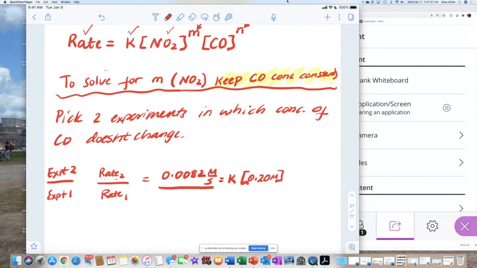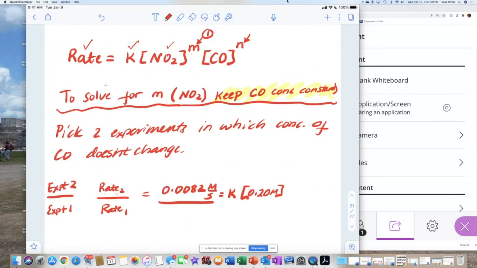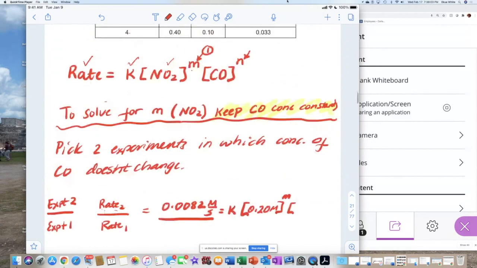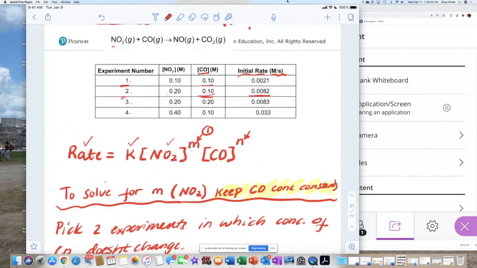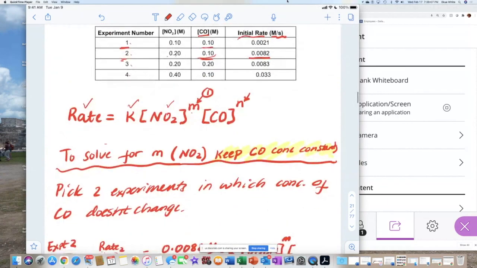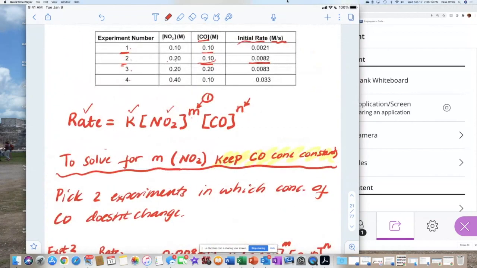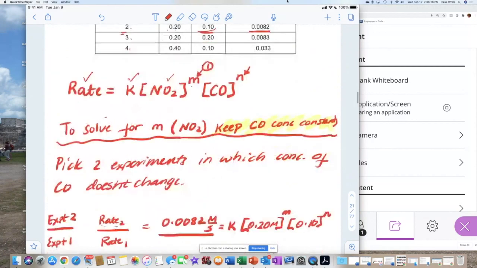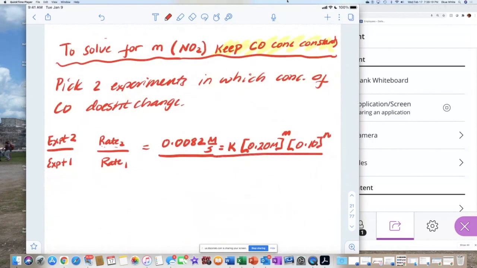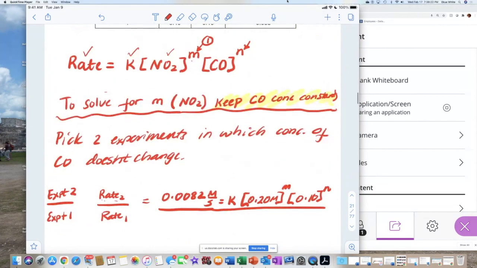0.20 M, and then this is going to be raised to the power m. I have no idea what m is. And then for CO in experiment 2, that's going to be 0.10 raised to the power n, right? All of these are information about experiment 2, divided by information about experiment 1, starting with my rate.